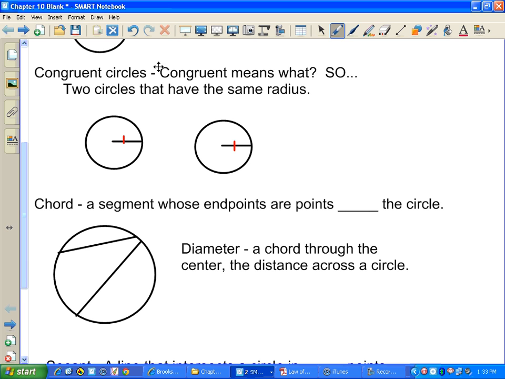Congruent means that they're the same shape and the same size. Well, since all circles are the same shape, the only thing that we need to know is, are they the same size? And the thing that determines how big they are is the size of the radius. So if you have two circles that have the same radius, that means that they are congruent.